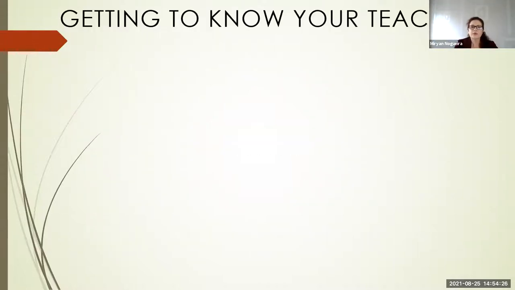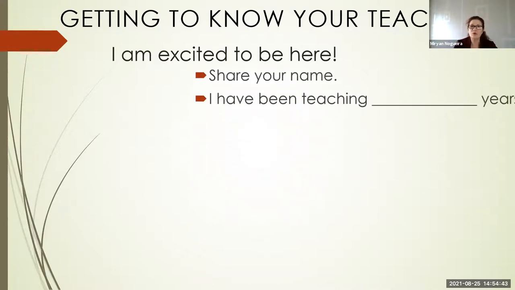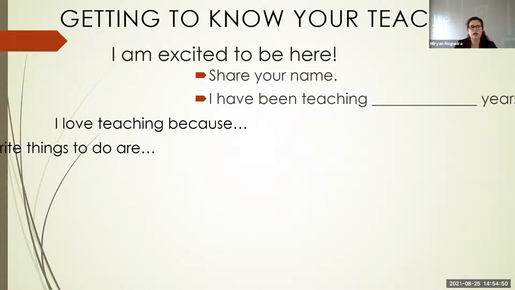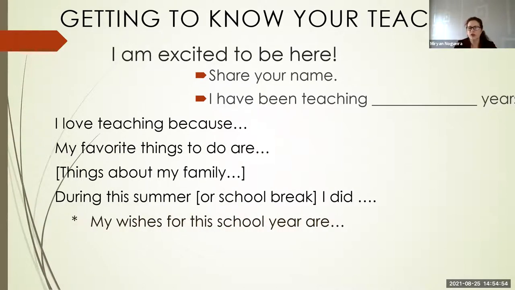All right, so here's an example of how you are going to interact with your students. First and foremost, enthusiasm is really important online, right? If I say, I'm excited to be here, just put some exclamation points there. It makes a big, big difference. Share your name, how long you have been teaching, I love teaching because, my favorite things. Here you all know what you have to do.